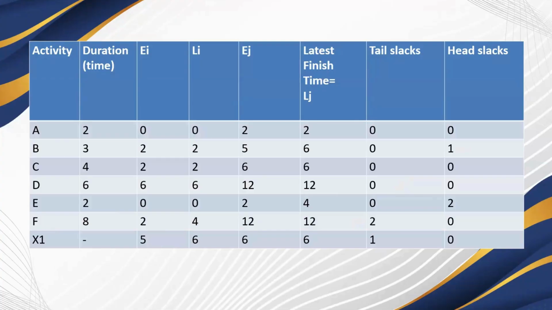For the latest finishing time we will put LJ. LJ is the formula. For the slack, there is a formula LI minus EI, so we will get the tail slack and the head slack. We will calculate it using the formula LJ minus EJ.